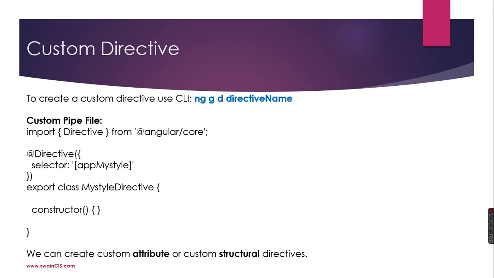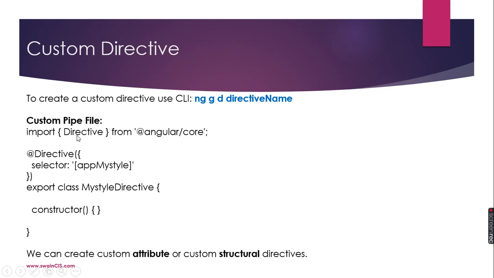In this tutorial, we will learn how to create a custom directive. A custom directive can be an attribute type or a structural type. So let's generate a directive. To generate a directive, we need to use the CLI command ng generate directive and the directive name. It will generate a file with a structure like this.